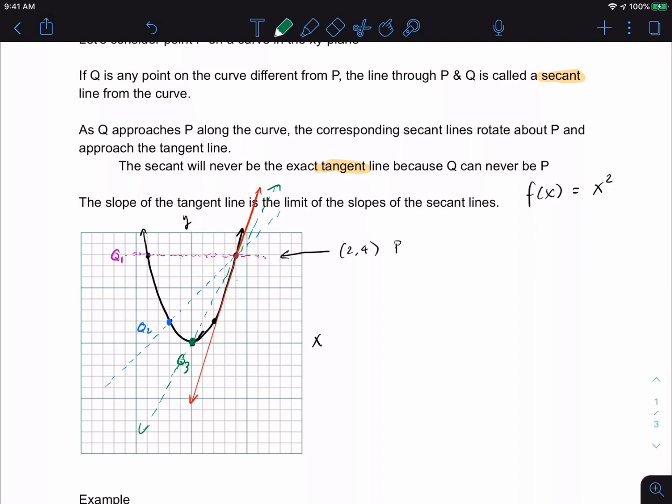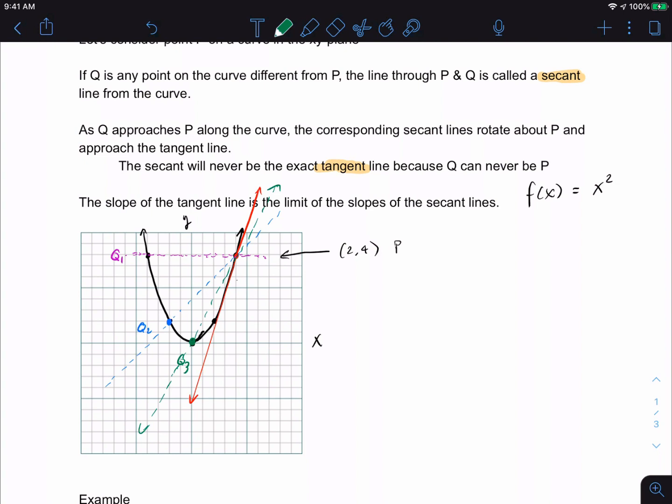Well, what we're going to do to eventually lead to getting the tangent is that we're going to do so many Qs that we're going to try to get as close as possible to P without actually getting to P. Does that make sense? So if that point is 2, 4, I may want a Q that's 1.9, comma 3.81. And then that would be a very good approximation of what that red line is. Does that make sense? And even better than 1.9 would be 1.99.